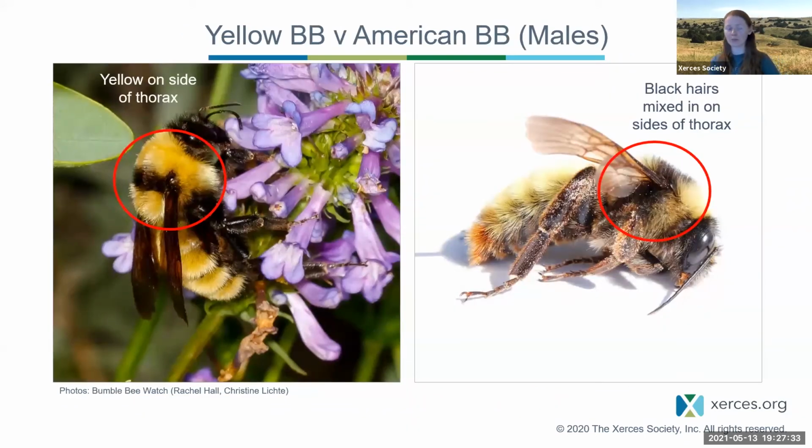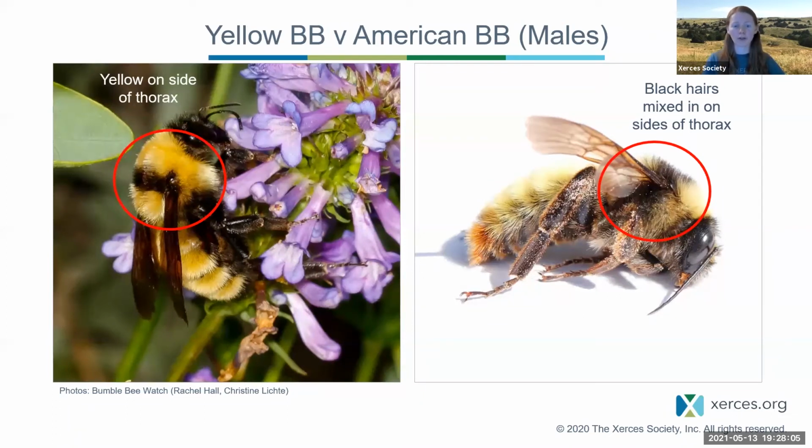So male American bumblebees have a lot more yellow on them than the females. And the way to tell them apart is by looking at the sides of the thorax. So the yellow bumblebee is going to be pretty much pure yellow on the side of the thorax, whereas the American bumblebee is going to have black hairs intermixed on the side. So if you look at these 2 photos, you can see that the American bumblebee on the right-hand side has much more black mixed in on its thorax than the yellow bumblebee.